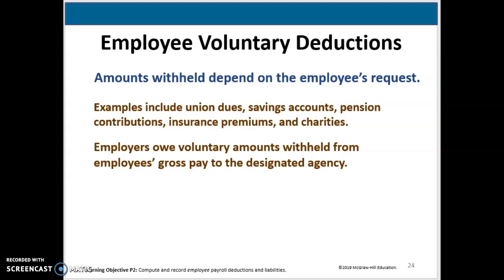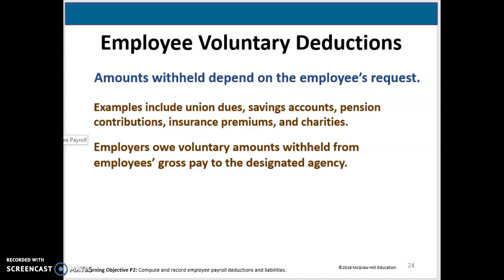You might have to pay into your pension, or you might have medical or dental insurance, life insurance, and then you might have charities that you contribute to, which they would withhold and they would pay it to those agencies for you. So these are all voluntary deductions that the employer is going to withhold from your check. They're going to set it up as a payable to pay in the future. Again, typically it's quarterly, to those people that you are asking to be withheld from.